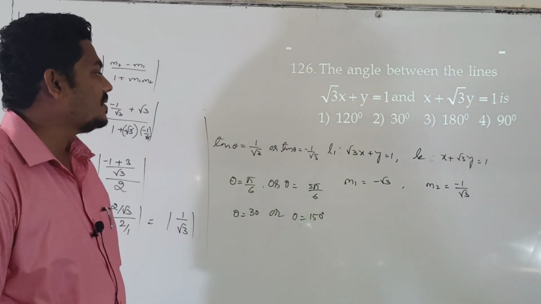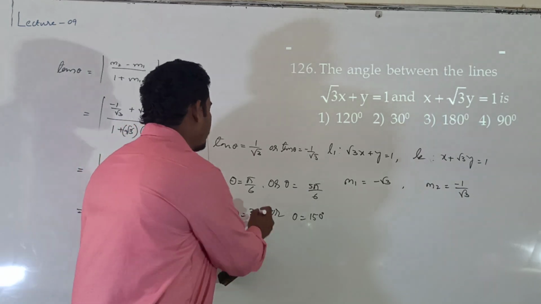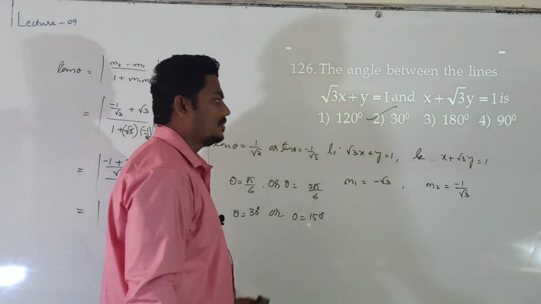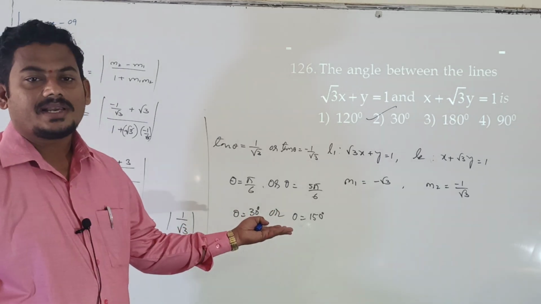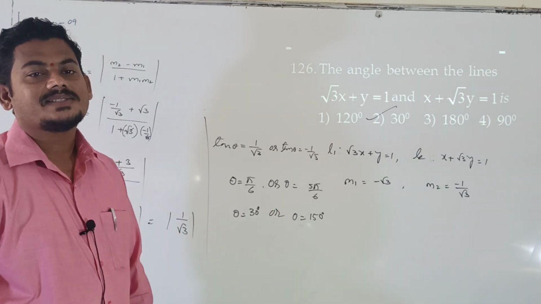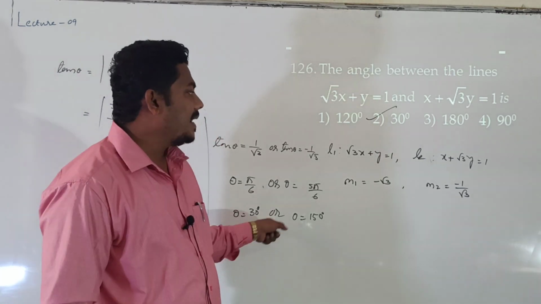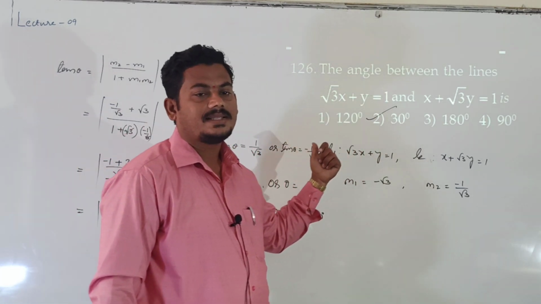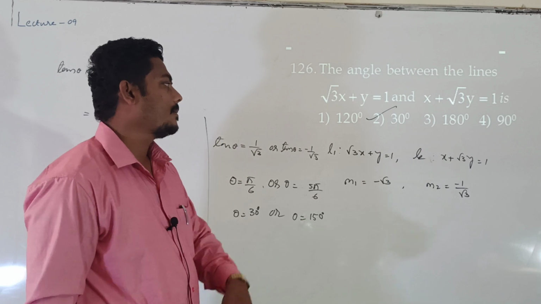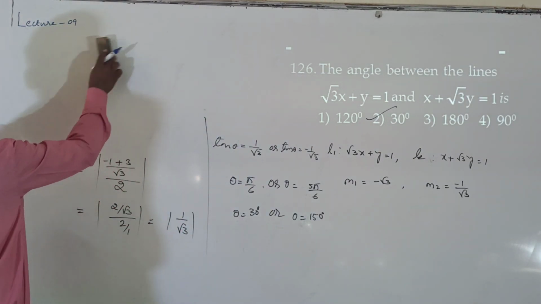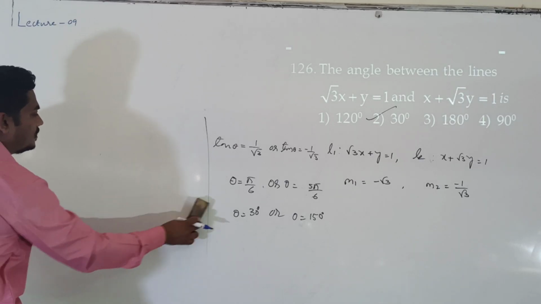Check which option is given, which value is given. Clearly 30 degree they have given. They may give 150 degree also, because there exist two angles between two lines. In this case, the angle between these two lines is 30 degree. In the given options, 30 degree is given, right? Just use the angle between two lines formula and simplification, that's all.